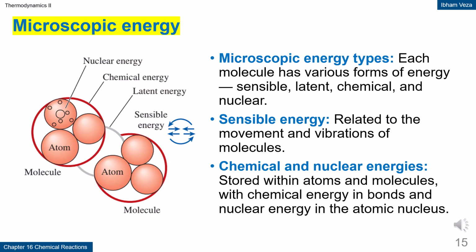Microscopic energy. Each molecule has several forms of microscopic energy, such as sensible, latent, chemical, and nuclear. Sensible energy is related to molecular motion and vibration. Chemical energy is stored in atomic bonds, while nuclear energy is stored in the nucleus. In combustion, the most relevant changes are in chemical and sensible energy. This concept explains the origin of heat released in chemical reactions.